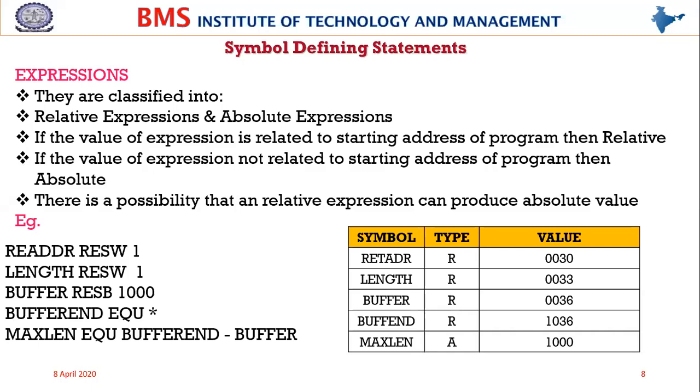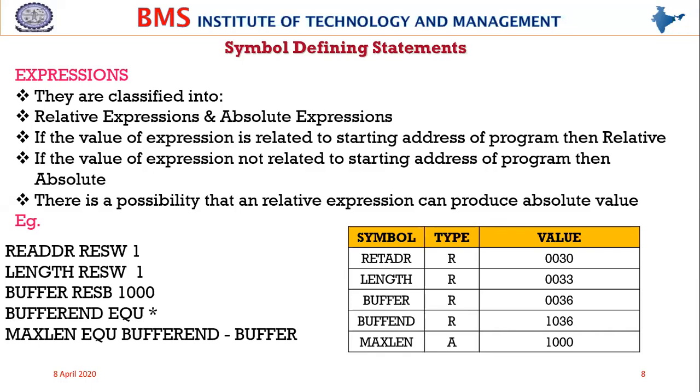From there, buffer is getting the address 0036 because length will also consume 3 bytes. Buffer consumes 0036 and the buffer size is 1000 bytes. So we are defining buffer end equal to star. Star is again relevant to the current location counter address. After allocating 1000 bytes for your buffer, your location counter value would have been 1036, because your buffer is getting the address 1036 and buffer end is getting the address 1036, because the size of your buffer is 1000 bytes.